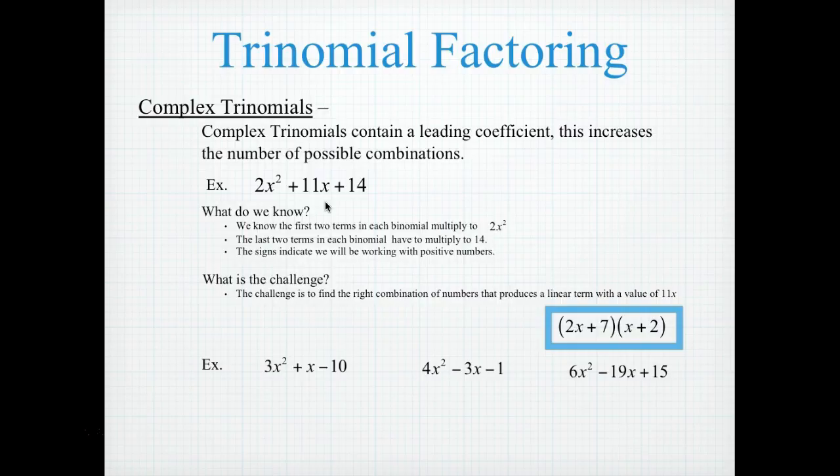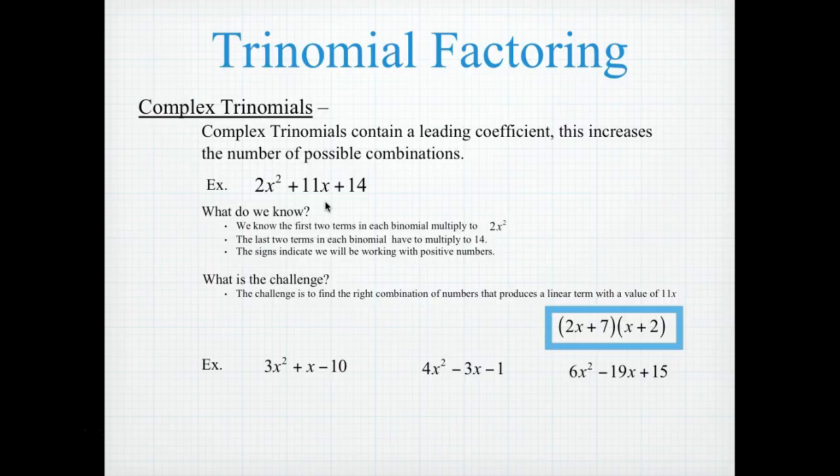So here are a few examples for you. Try out some different combinations of numbers to see. This is a guess and check method, but the more experience you get, the more efficient you will be at factoring trinomials. So the first one is 3x squared plus x minus 10. Feel free to pause and then push play when you have an answer that you're ready to check.